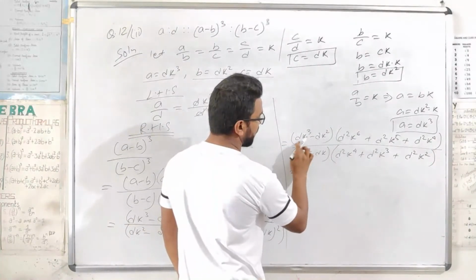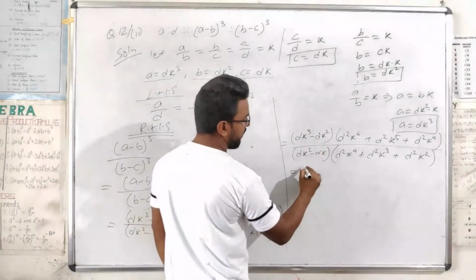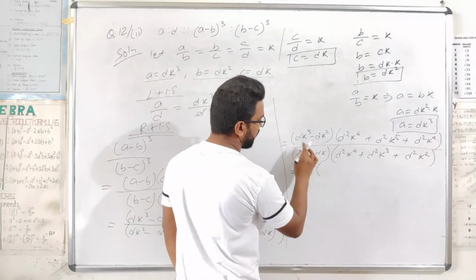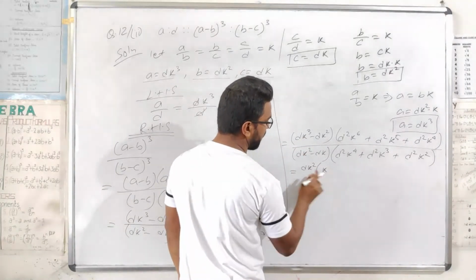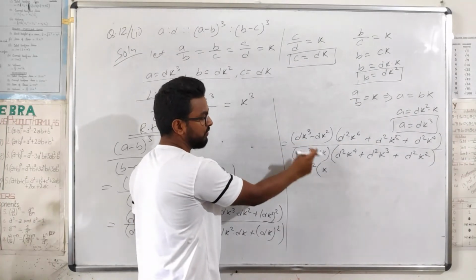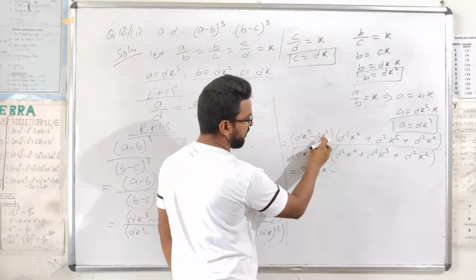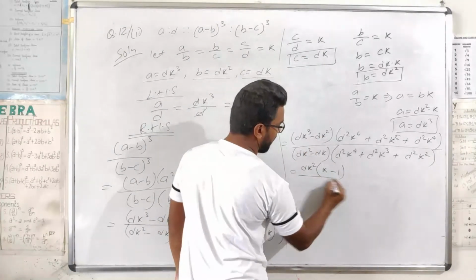So from here what is common? D and k square, so minimum is k square, right? So dk square if you take out, what will remain here? Only k will remain. From how many k was here? 3k, so if you take out 2, so 1 k will remain. Minus from dk square, if you take out dk square, then it will remain 1.